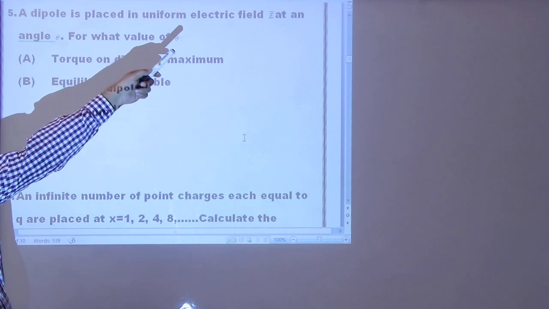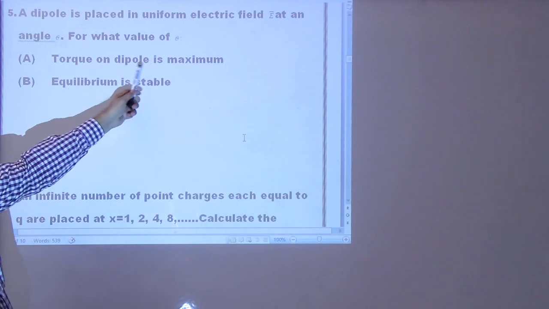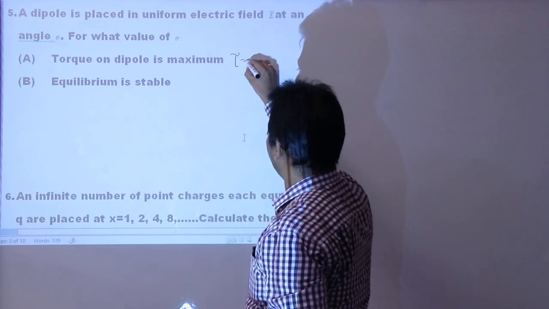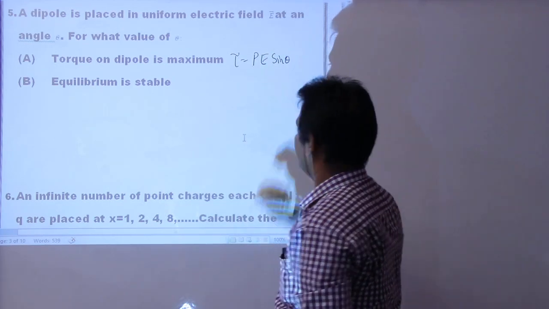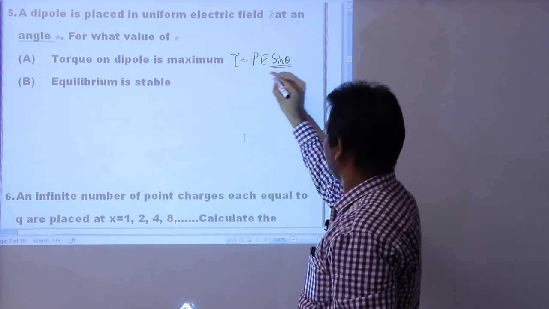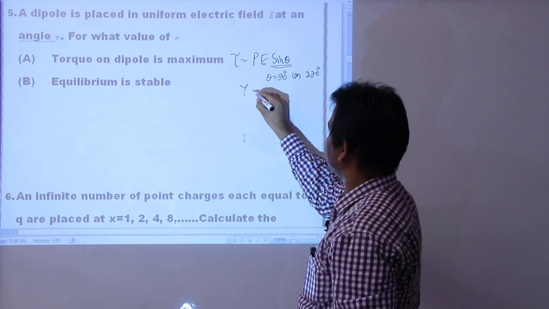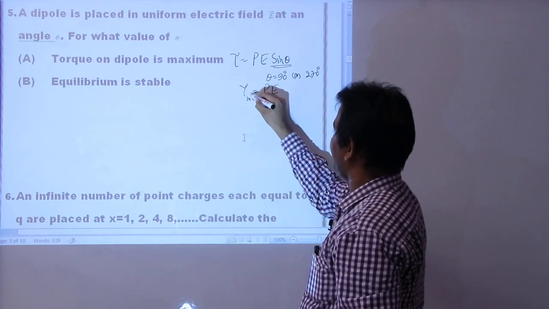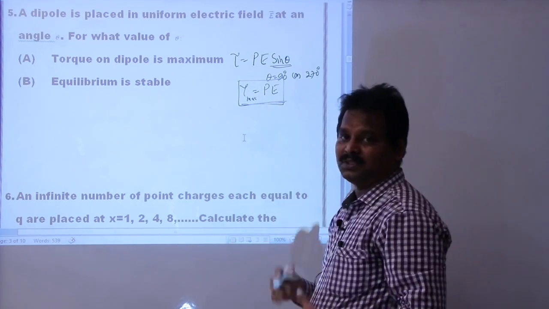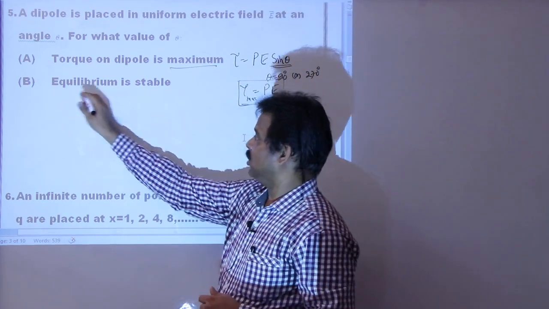In this problem, a dipole is placed in a uniform electric field E at an angle theta. Find at what value of theta the torque on the dipole is maximum and the equilibrium is stable. The torque equation is tau is equal to PE sin theta. When the torque is maximum, P and E are constant, so it depends on theta. Let us say if theta is equal to 90 degrees or 270 degrees, tau is equal to PE. So the maximum torque is plus or minus PE. Plus PE in one direction, minus PE in the opposite direction, but both magnitudes are maximum.